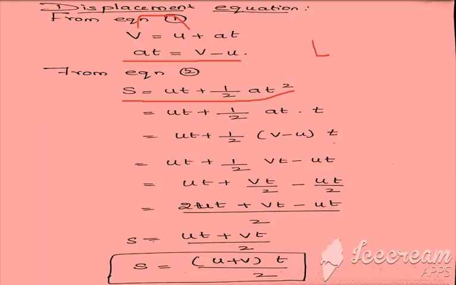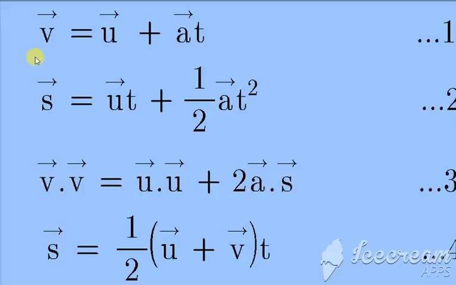Okay, so this is a very important question. This derivation is very easy if you just write it two times. So what are the equations of motion? First one is v is equal to u plus at, s is equal to ut plus half at square, then v into v can be written as v square, so the third equation is v square is equal to u square plus 2as. Then the fourth equation is s is equal to half into u plus v into t. Yes, clear? So these are the four equations of motion.